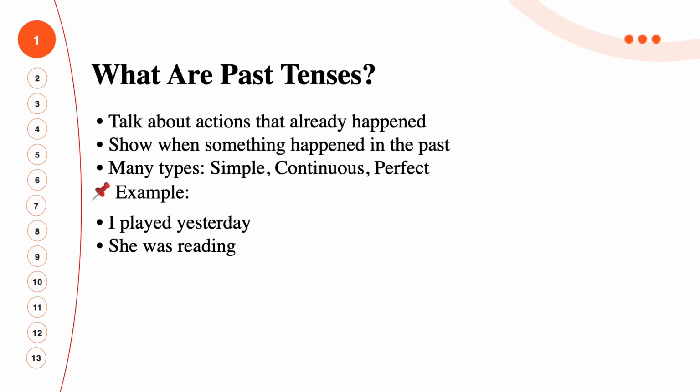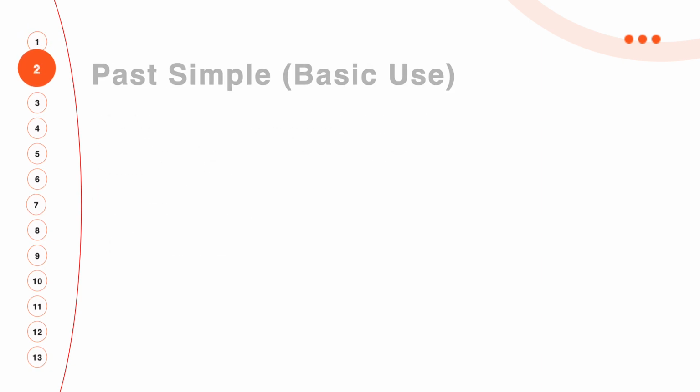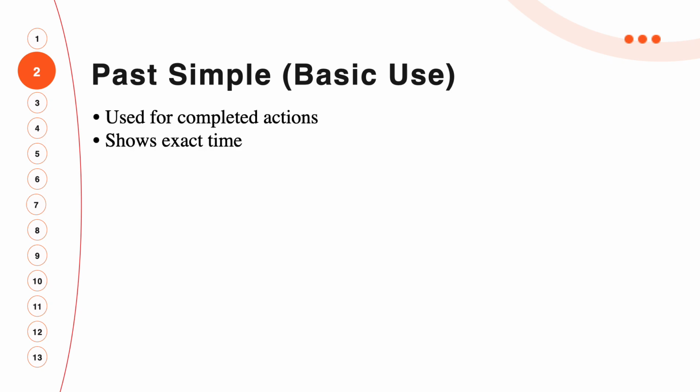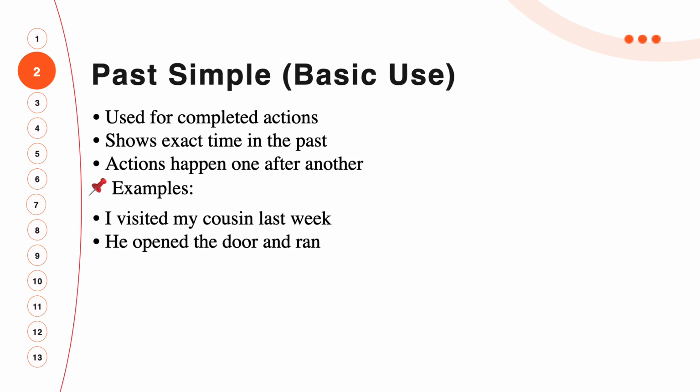So, let's move on to simple past basic uses. So, it is used for completed actions and shows exact time in the past. Actions happen one after another. Examples: I visited my cousin last week. He opened the door and ran.